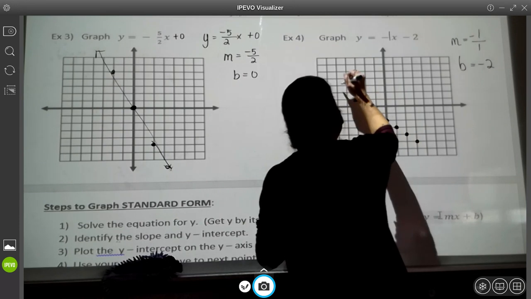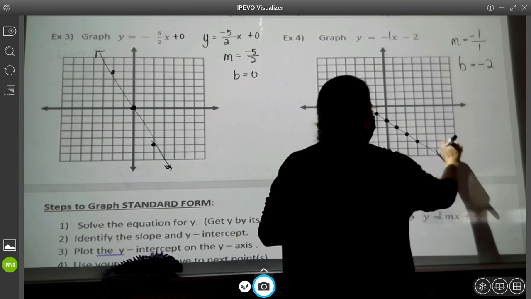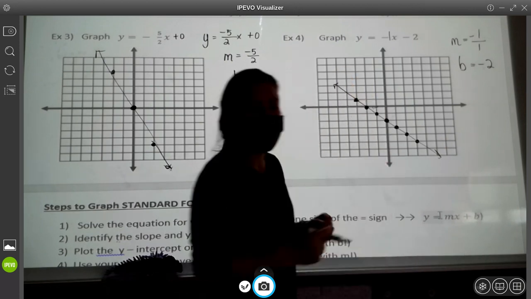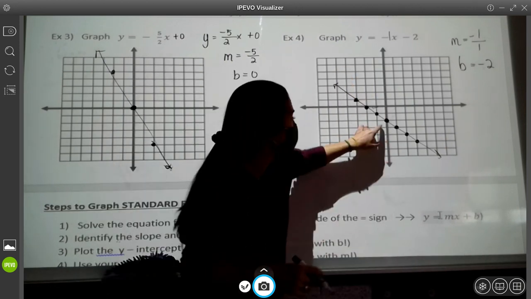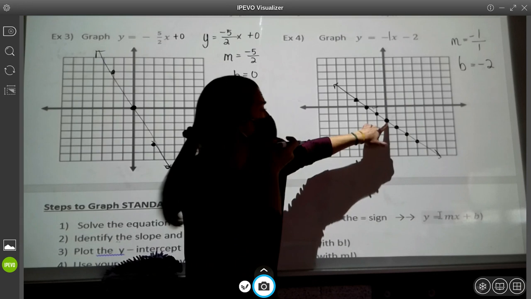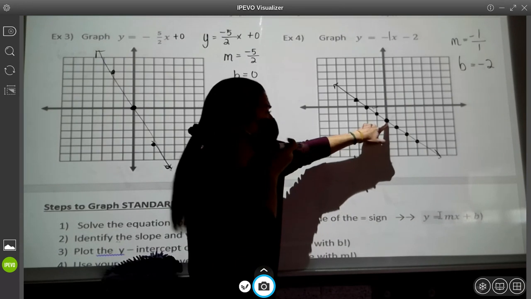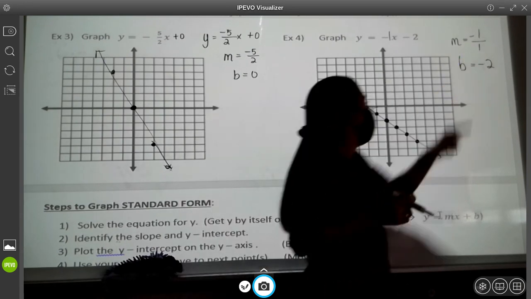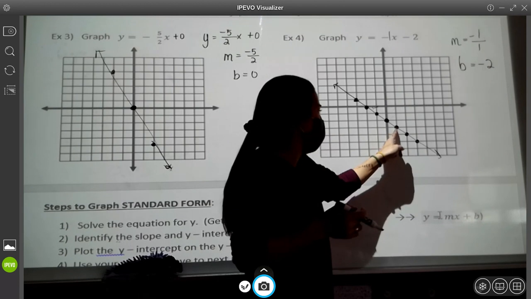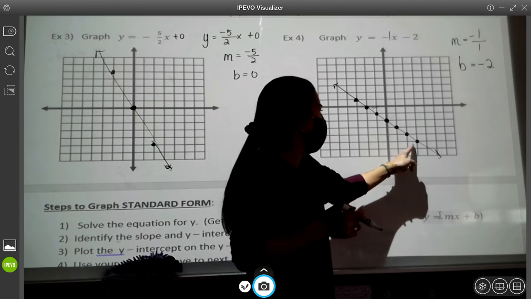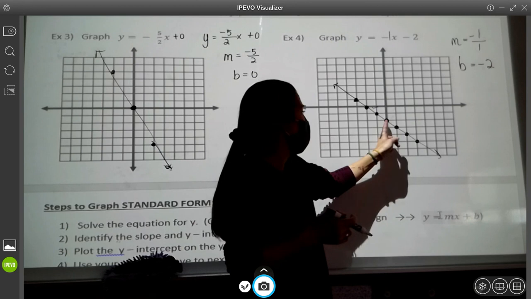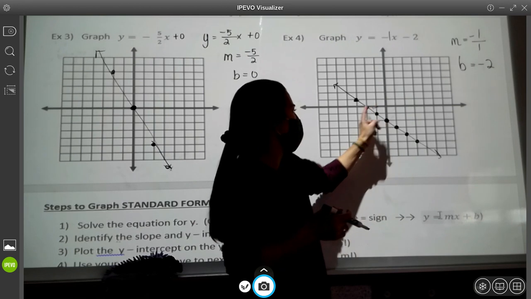Okay, everybody check your answer. My y-intercept was at -2, so I went down 2 and put a dot because that's where y is -2. And then my slope was -1 over 1, so I go down 1, right 1, down 1, right 1, down 1, right 1, or the exact opposite, up 1, left 1, up 1, left 1, and there is our line. Everybody's good with that?